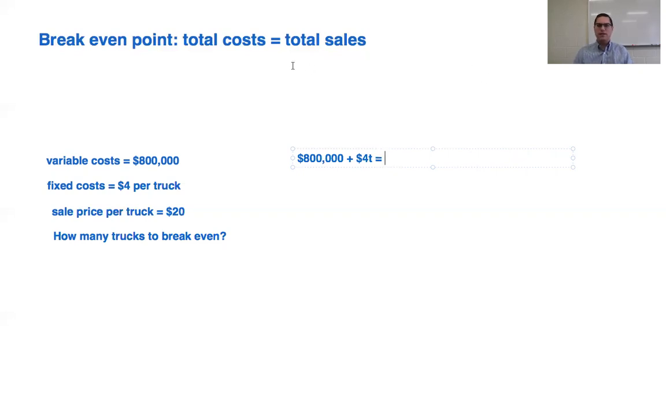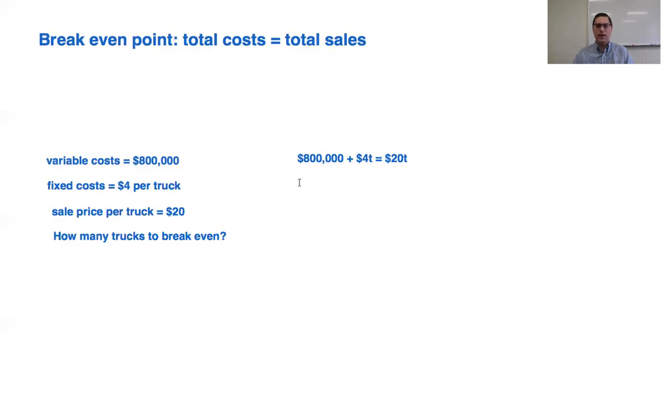Now, on the other side, the sales, what are the total sales going to be? Well, the total sales are going to be $20 times the number of trucks. So when we multiply the number of trucks times the fixed costs, add to the variable cost, that's going to give us our total costs. We multiply the price per truck times the number of trucks, that's going to give us our sales.